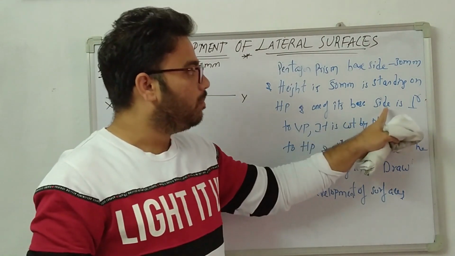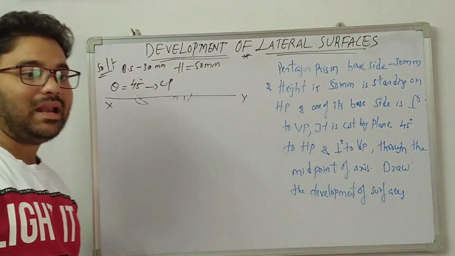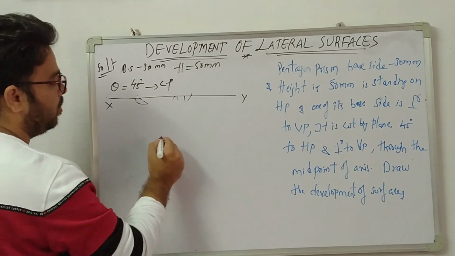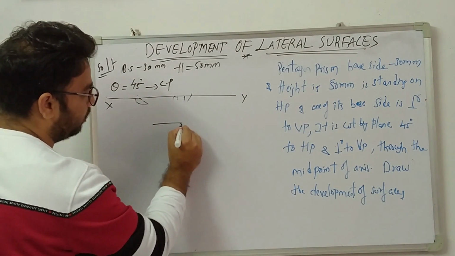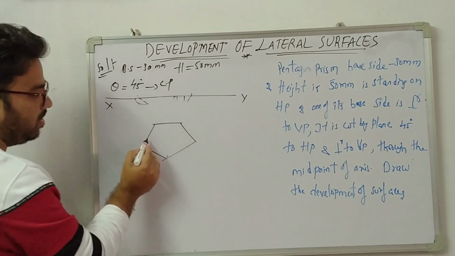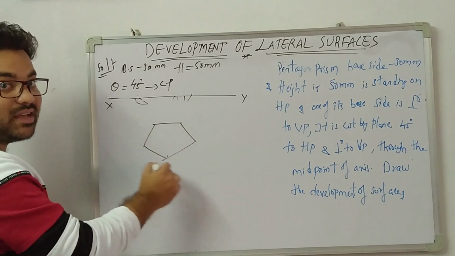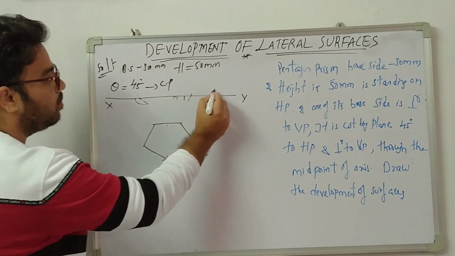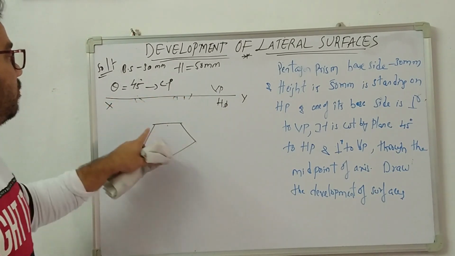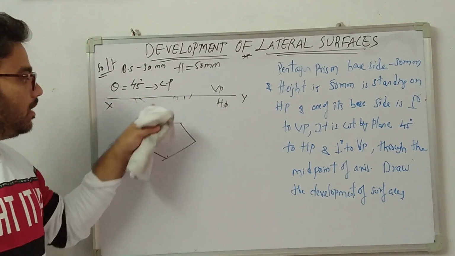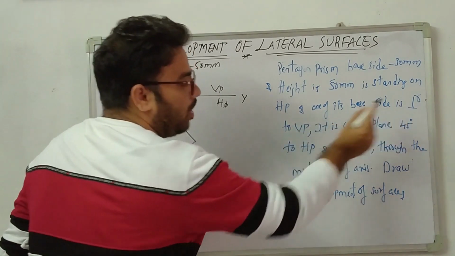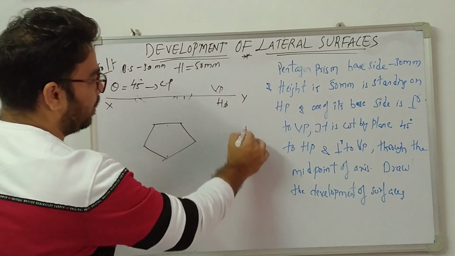In case the base side is parallel to the VP, then simply you have to draw this shape of the pentagon. Among the five sides, one of the sides is parallel to VP, so this is VP and this is HP, yes or no? One of the sides is parallel to the VP and we satisfy the condition also. If parallel is asked in the problem, draw this one; if perpendicular is asked, then draw this diagram.